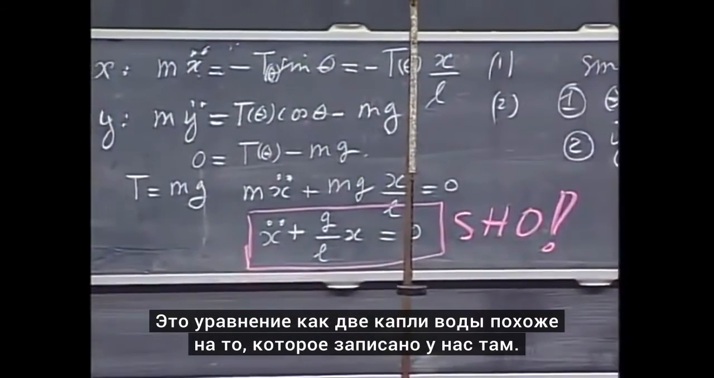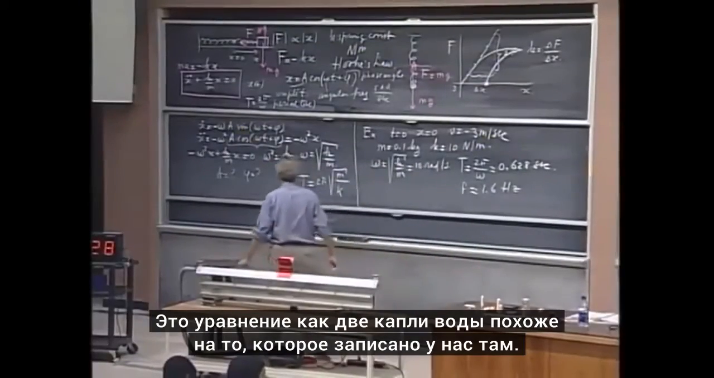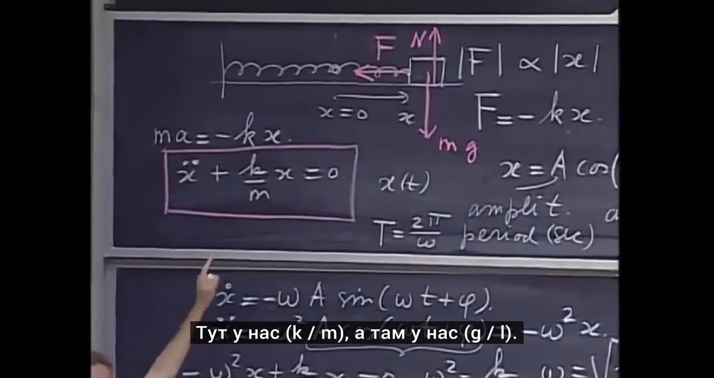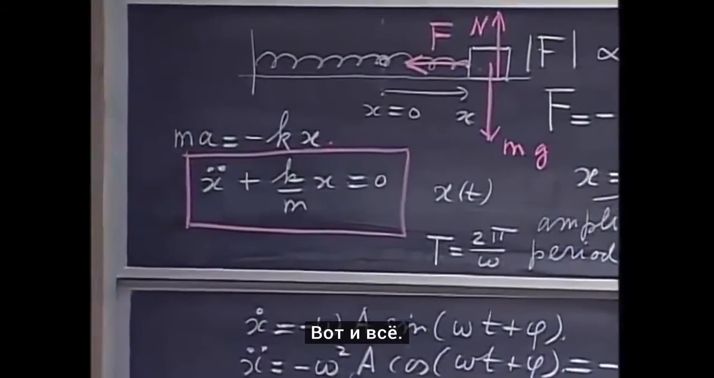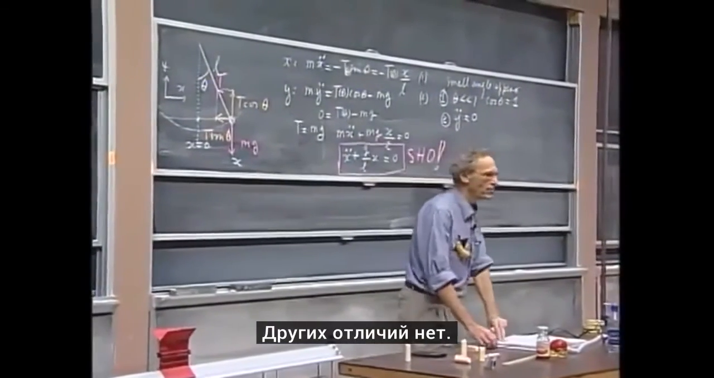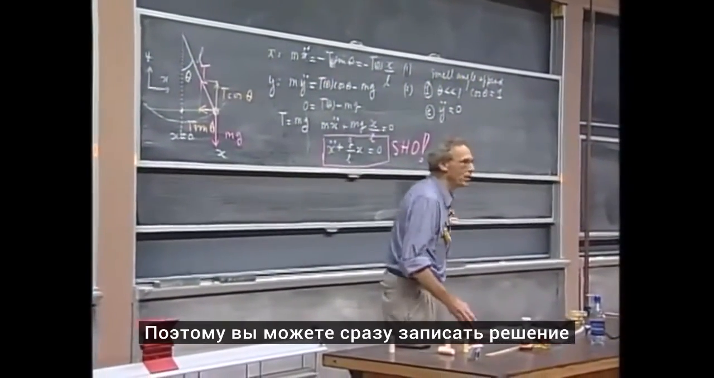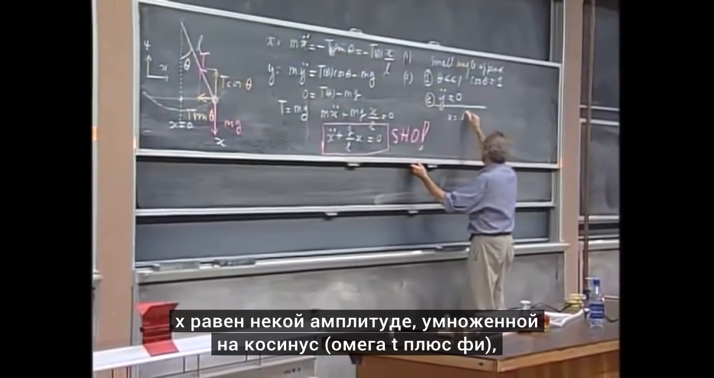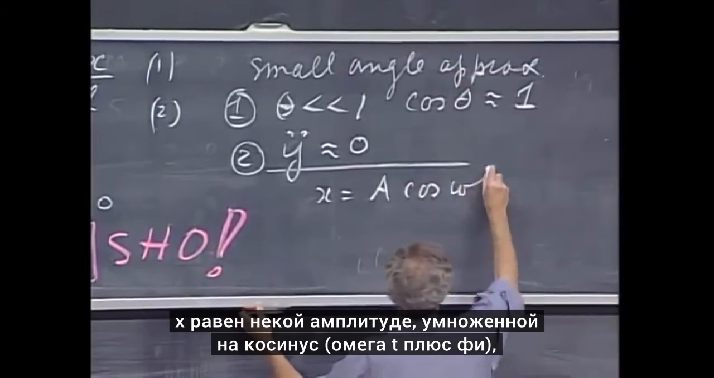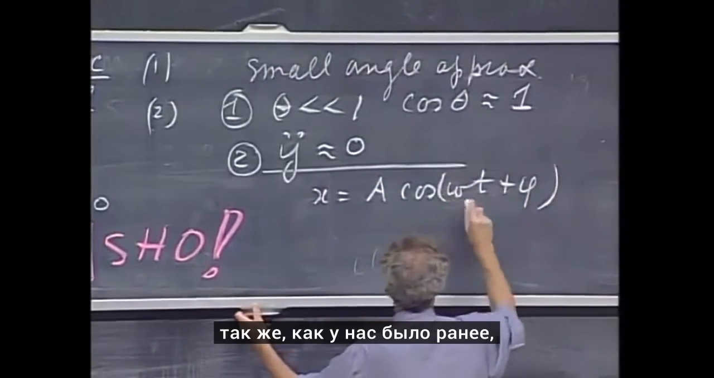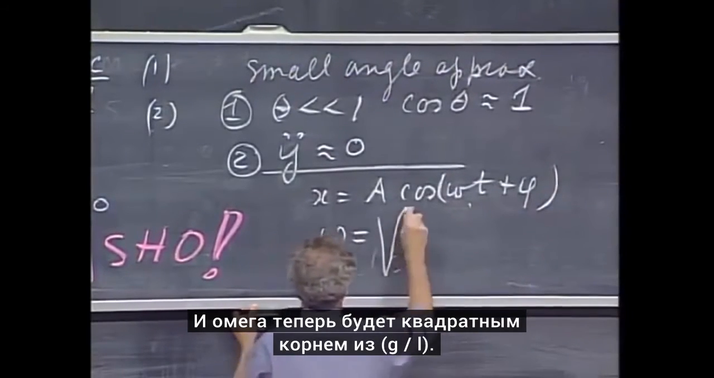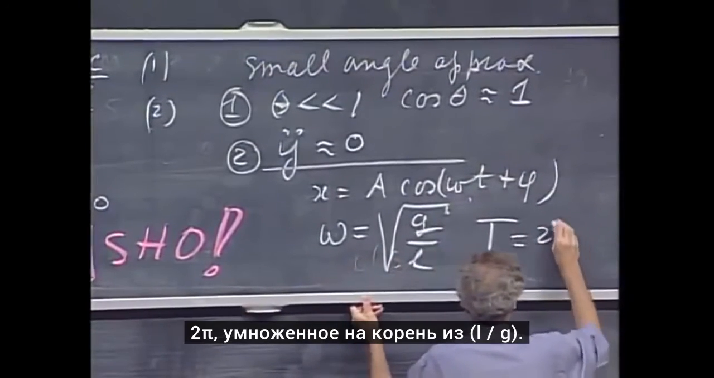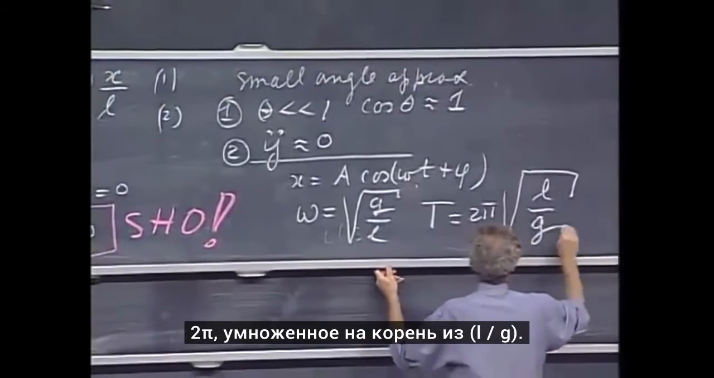This equation looks like a carbon copy of the one that we have there. Here we have k over m, and there we have g over L. That's all. Other than that, there is no difference. So you can write down immediately the solution to this differential equation. x will be some amplitude times the cosine of omega t plus phi, just as we had before, and omega will now be the square root of g over L, and so the period of the pendulum will be 2 pi times the square root of L over g.